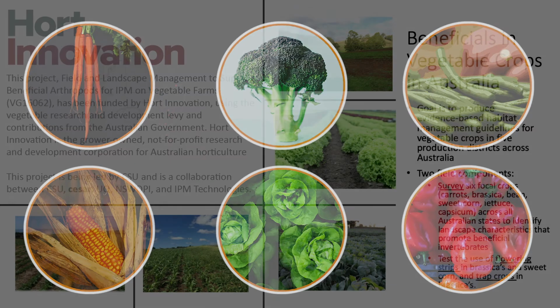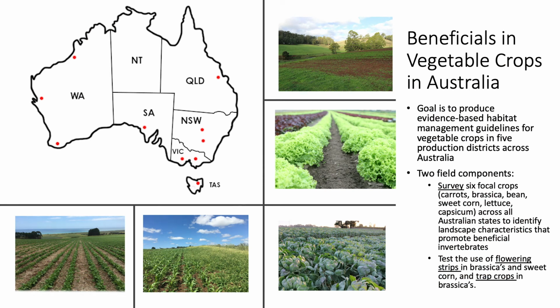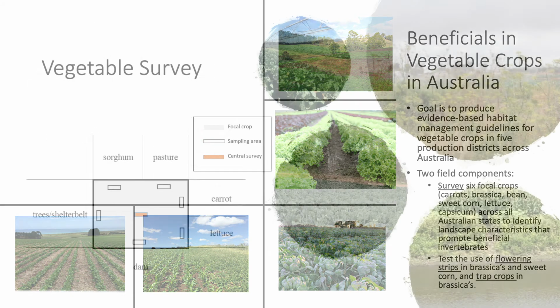Australian state. The second component is looking at the use of flowering strips in brassicas and sweet corn, and trap crops in brassicas. These trials are currently underway and we won't discuss these further here today, but the results will be discussed in a follow-on episode of Doorstep Science.